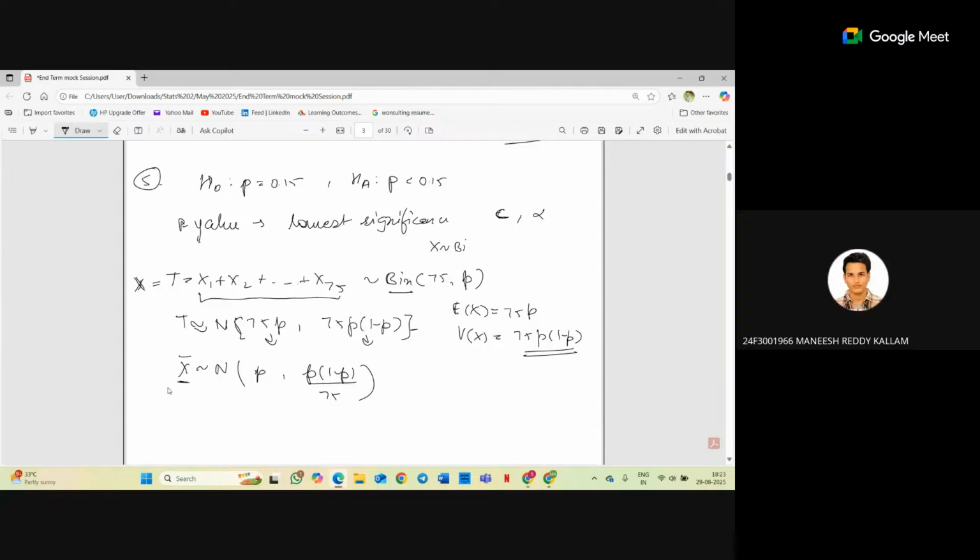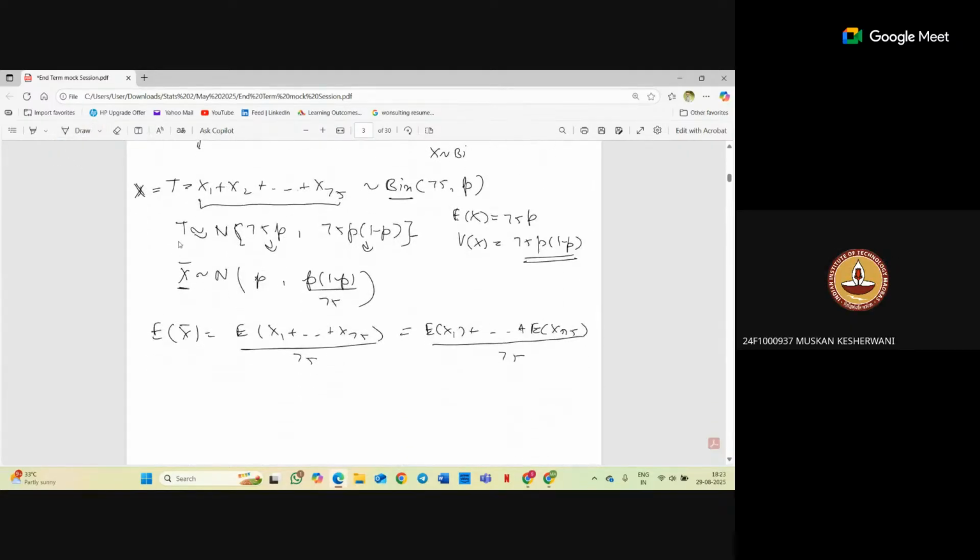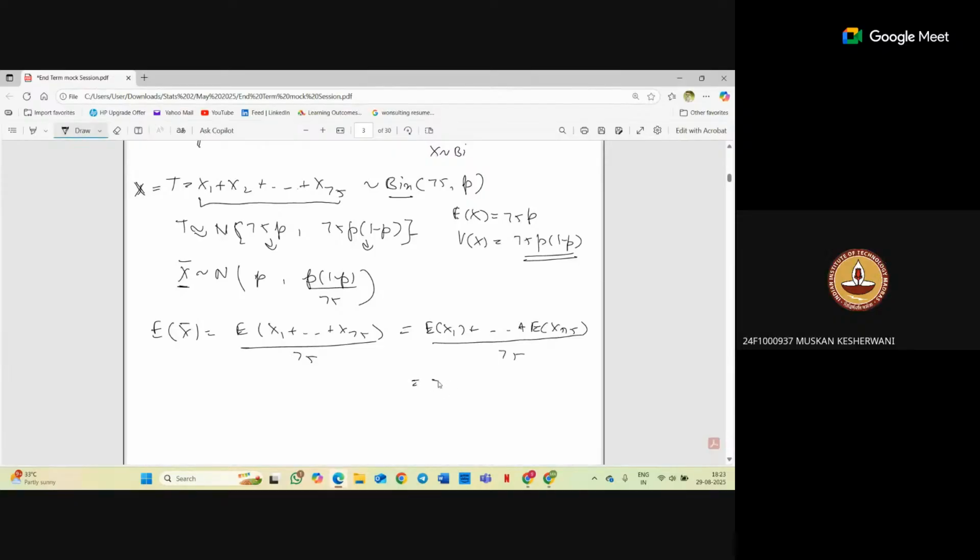Ma'am, I'm confused. Could you repeat this step once? Expectation of x bar would be what? Expectation of x1 till x75 divided by 75, right? Now, for each of the values, expectation of x1 till expectation of x75, each will be p, so this will be 75p divided by 75. So this will be p only.